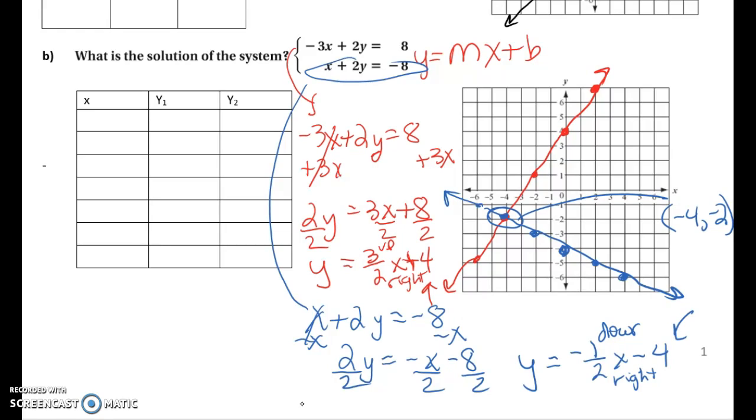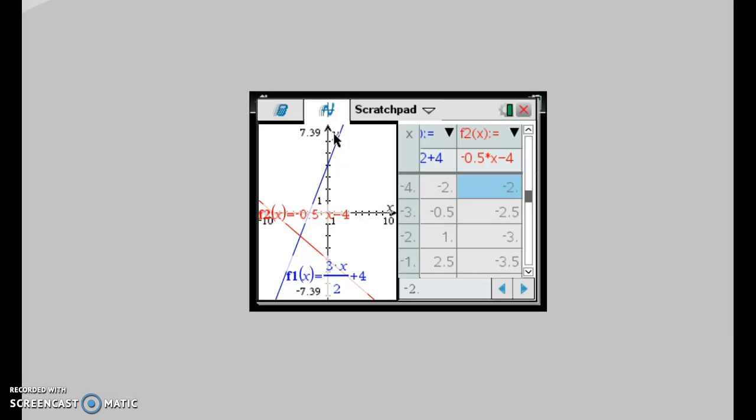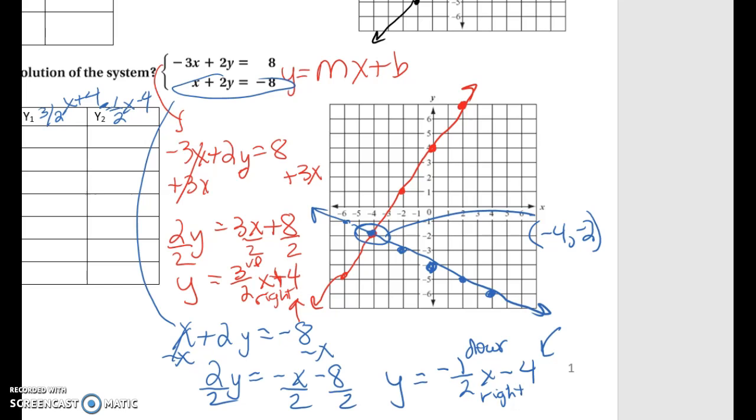So in y1 for your calculator, you're going to write the first equation, 3/2 x plus 4, and then you're going to go down, and in y2, type -1/2 x minus 4. If you want, you can use -0.5. It might be easier to type that. Let's see what it looks like in the calculator. So I've graphed both equations in my calculator, and you can see the table. And here at the top row, I have -4, and then the two y values are both -2. So that's where they intersect, at the coordinates x is -4, y is -2, which is what we had over here.